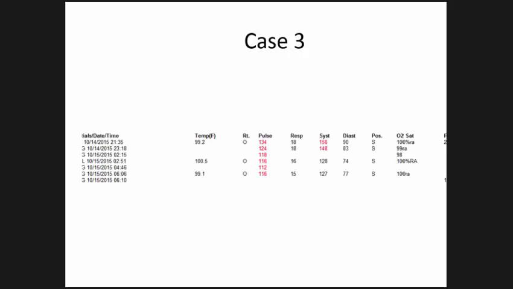Case 3. We'll start with some vital signs. Again, here we have a pulse of 134, and we see it going down over a period of time, starting at 2135 to 0600 the next morning. The systolic blood pressure is elevated here, and then it normalizes. That gives us a good idea that some kind of intervention was done here, that this patient's vital signs ameliorated.